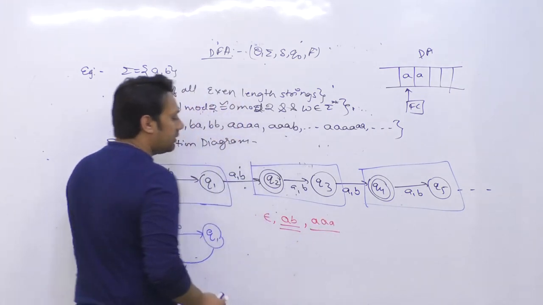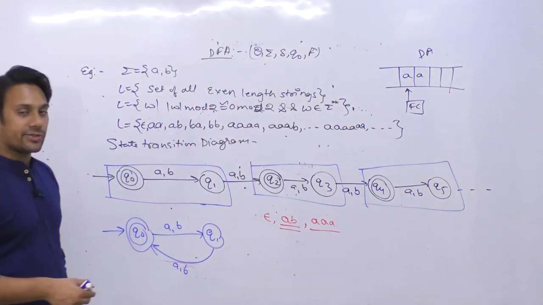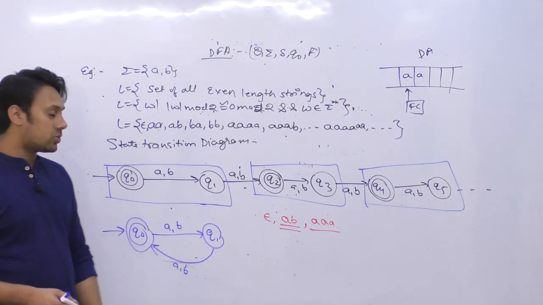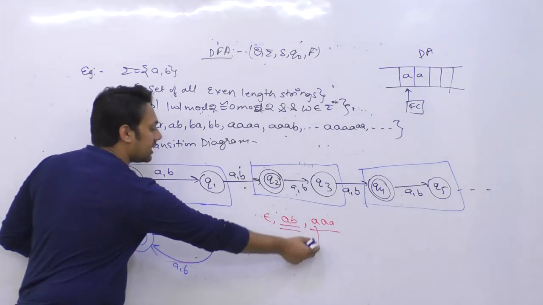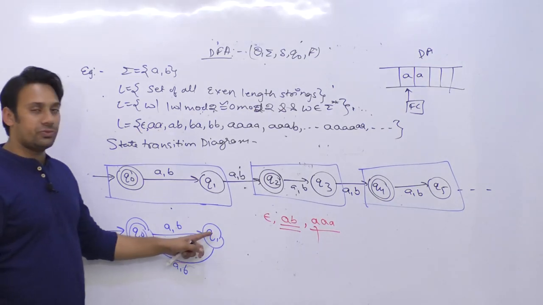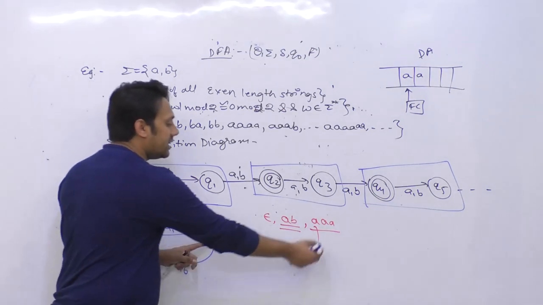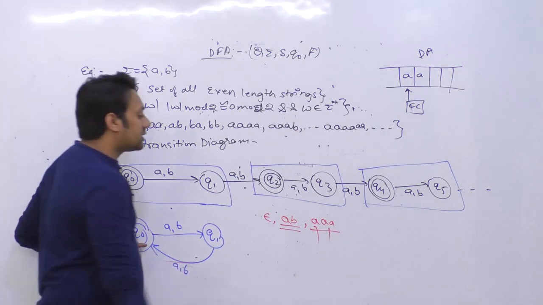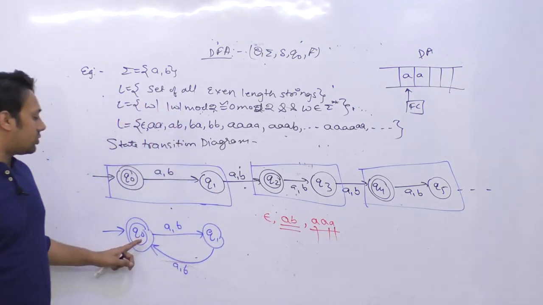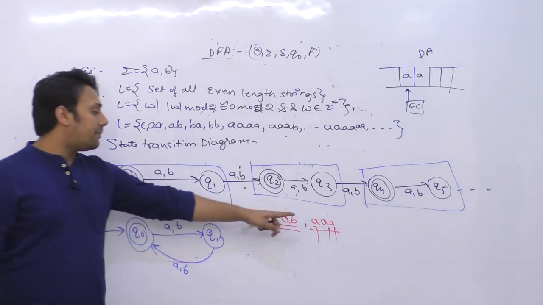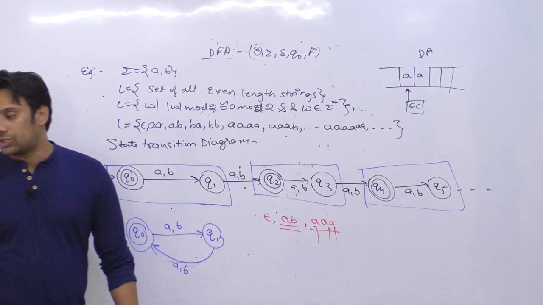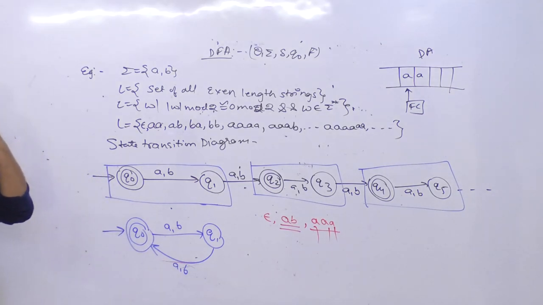But if I give a string like AAA, now this is an odd length string. Agar aapke paas odd length string hai, we do not want this odd length string to be accepted. So what will happen? By giving the first A, I will go from the state Q0 to Q1. By giving the second A, I will go from Q1 to Q0. By giving the third A, I will go from Q0 to Q1. So after reading this entire string, I will be at the state Q1. So main kahan pe ruk jaunga? Yahan pe state Q1 ke paas ruk jaunga.